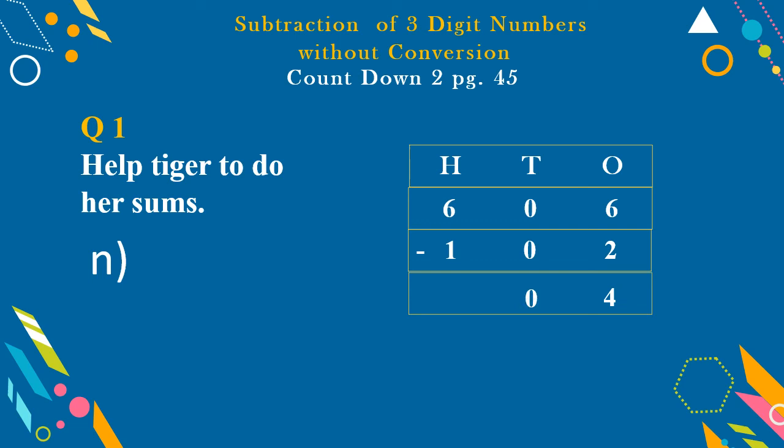In the hundreds column, we have 6 minus 1 equals 5. So write 5 in the hundreds place of the answer. So 606 minus 102 equals 504.